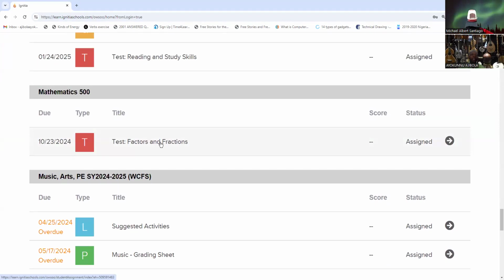Before I open this test, can you tell me what factors are? Or maybe you should mention a number and just tell me the factors of that number. Let me give you an example. If I mention 5, the factors of 5 are 1 and 5, okay? If I mention 8, the factors of 8 are 1, 2, 4, and 8. These are all the numbers that can divide 8. Is that clear?